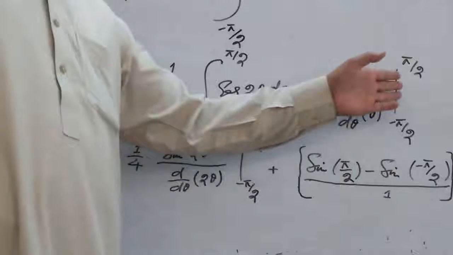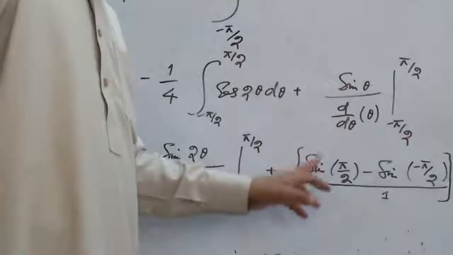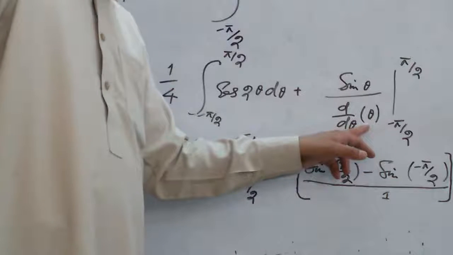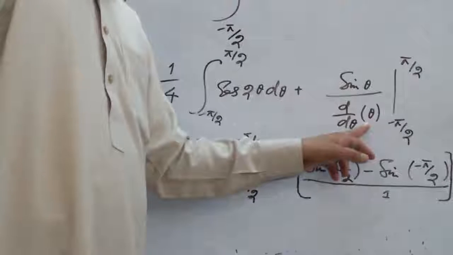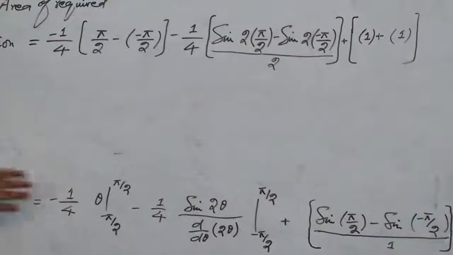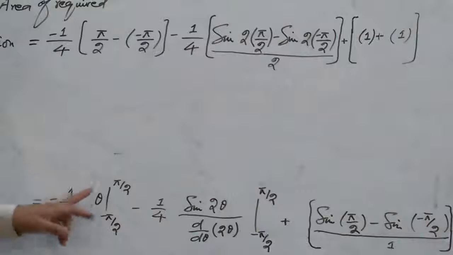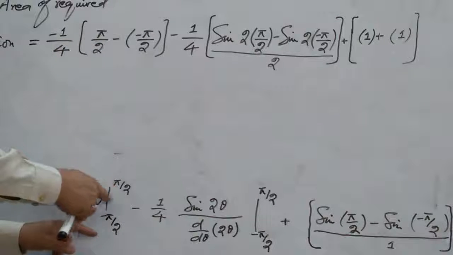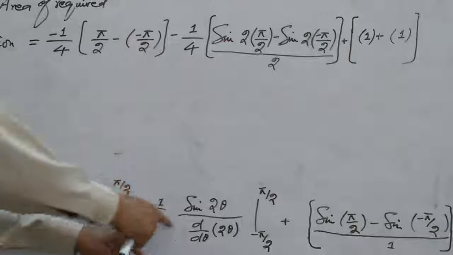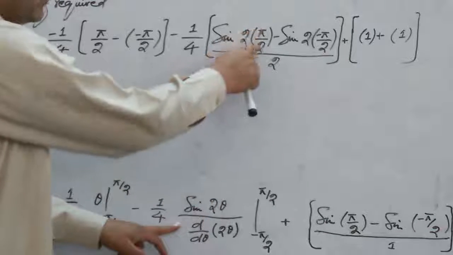The upper boundary of this integral is pi divided by 2, so sin of pi divided by 2 minus sin of minus pi divided by 2, all divided by 1, since the derivative of theta with respect to theta is equal to 1. Now apply the upper and lower bounds on the function. We have minus 1 over 4 multiplied by pi divided by 2 minus minus pi divided by 2, minus 1 over 4. If I apply the upper bound limit, sin of 2 theta.